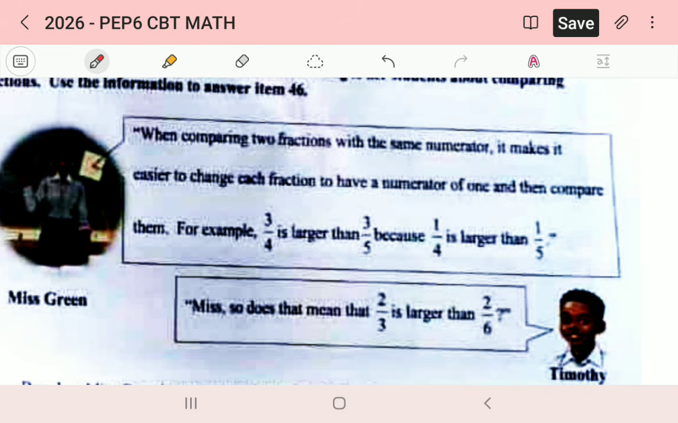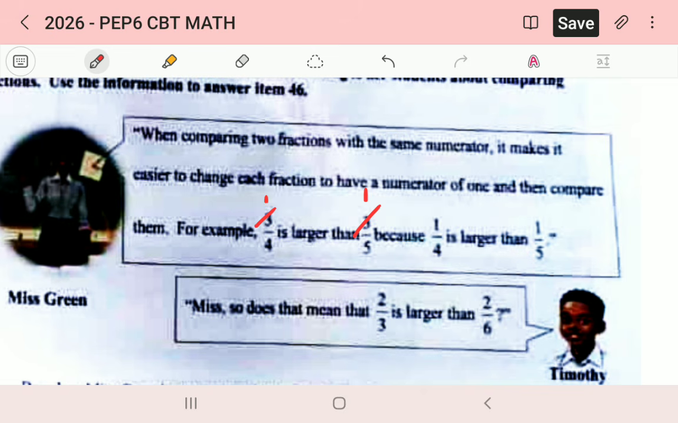Here is Miss Green. When comparing 2 fractions with the same numerator, which is the top number, it makes it easier to change each fraction to have a numerator of 1 and then compare them. For example, 3/4 is larger than 3/5 because, remember, it says changing them to 1. So you're changing this to 1, changing this to 1, because 1/4 is larger than 1/5.